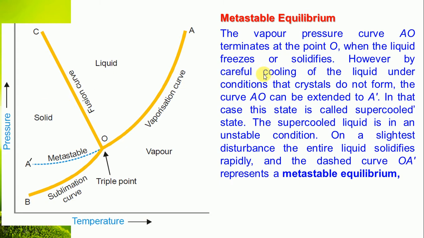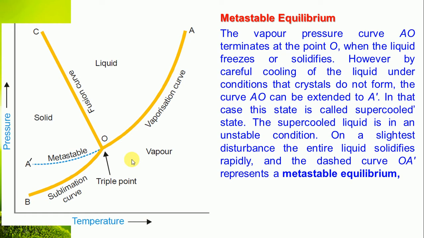But by careful cooling of the liquid under conditions that crystals do not form, the AO curve can be extended to A prime. In that case, this state is called supercooled state. The supercooled liquid is in an unstable condition. On the slightest disturbance, the entire liquid solidifies rapidly, and the dashed curve OA prime represents a metastable equilibrium.